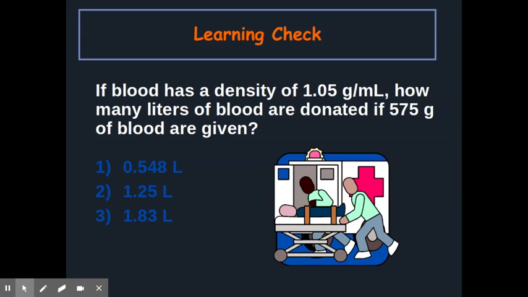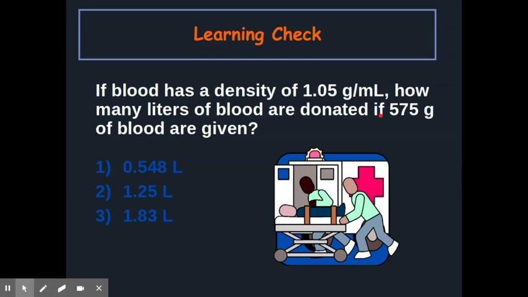So on this one, you're given the mass and you're given the density. So you're going to take mass divided by density, and that'll give you the volume. Oh, wait. Hold on a minute. Typed it in wrong. Oh, and then you have to turn it into liters. My bad.